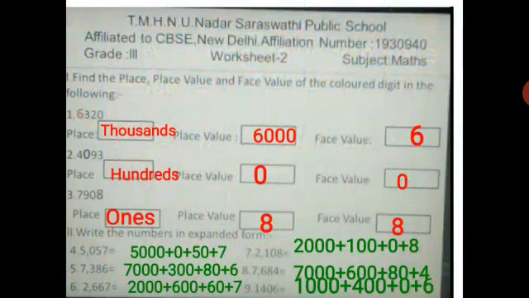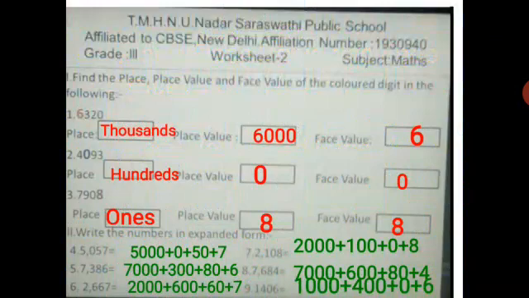See the second Roman letter. Write the numbers in expanded form. Fourth sum, 5057. 5 is in the thousands place. So 5000 plus 0 plus 50 plus 7. Fifth sum, 7386. What is the answer? 7000 plus 300 plus 80 plus 6.